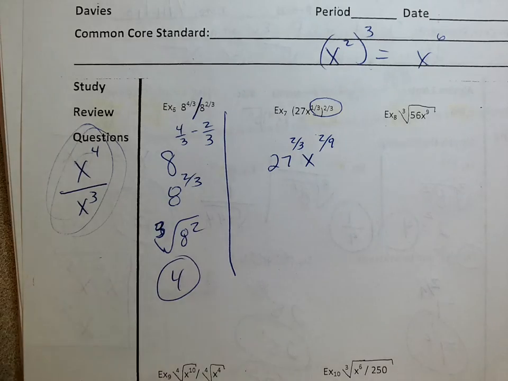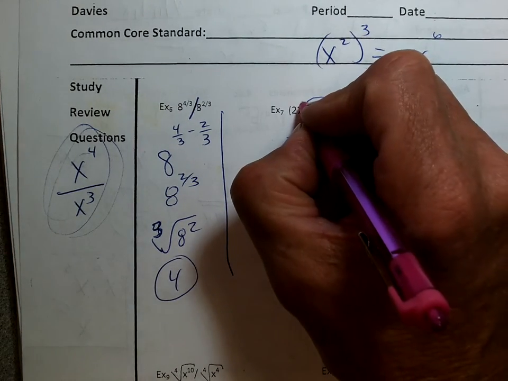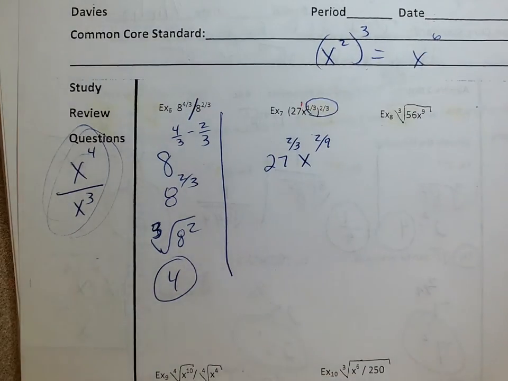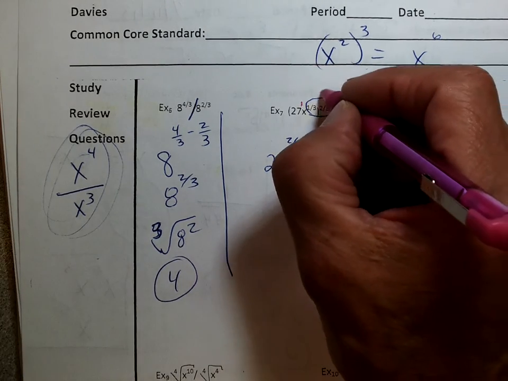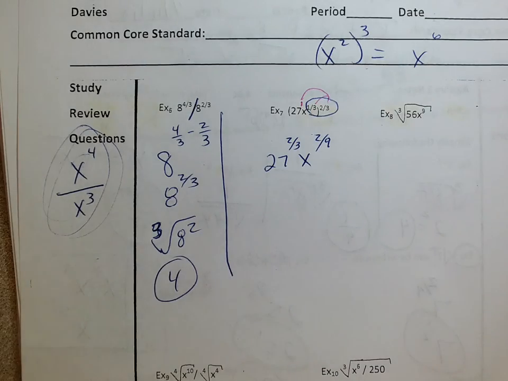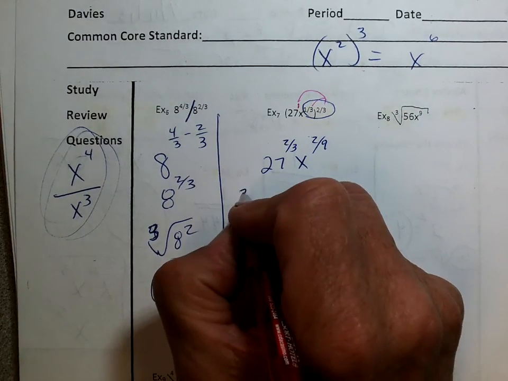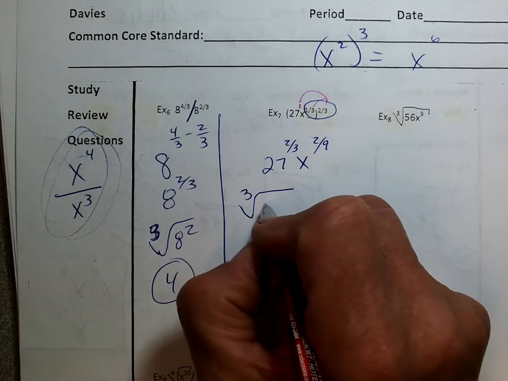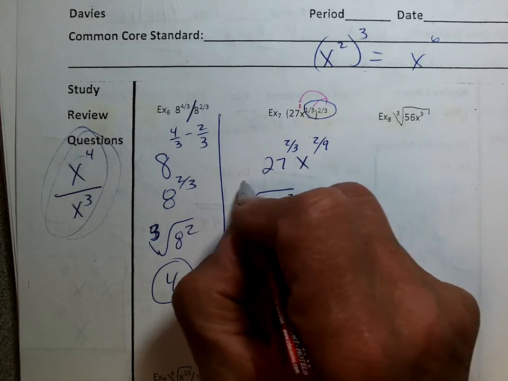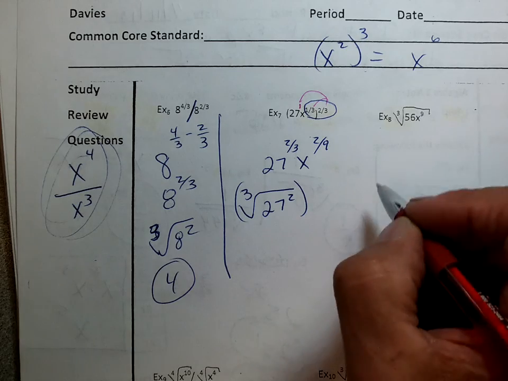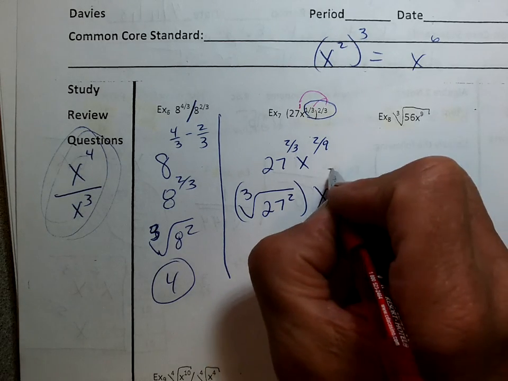All right, and you gotta be careful on this one, because 27 does have an exponent. We don't normally write it, right? It's got an exponent of 1. So I'm still just multiplying exponents. I'm going that exponent times that exponent, and that exponent times that exponent, okay? Now, this is going to be the cube root of 27 squared times x to the 2/9.